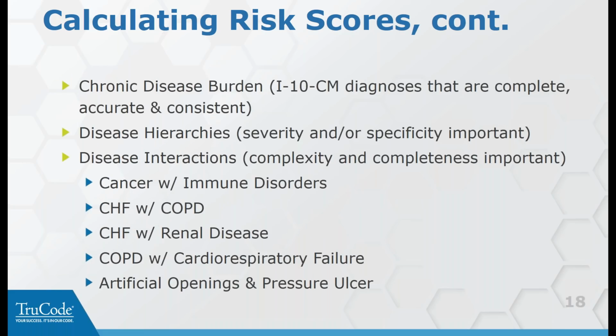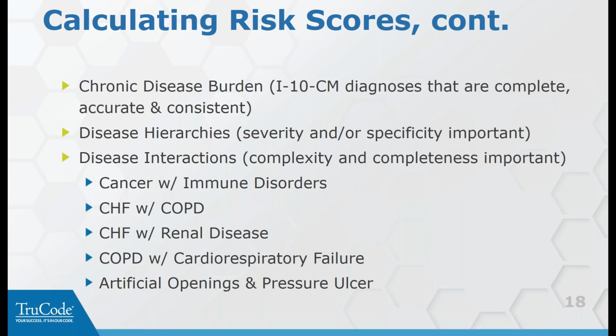The second thing is looking at their chronic disease burden. And that's, again, looking at all the ICD-10 diagnosis codes that were assigned for that patient for that year. Looking at disease hierarchies, again, that relates to the severity and specificity of the different diseases. And like I said, if you have two diabetic complications, one has hierarchy precedence over the other if it's more complex. And then the disease interactions.